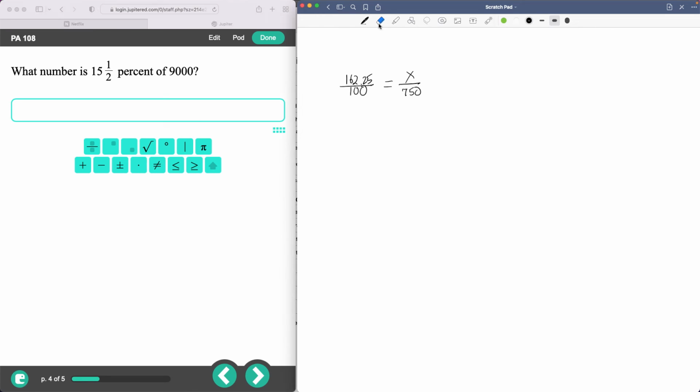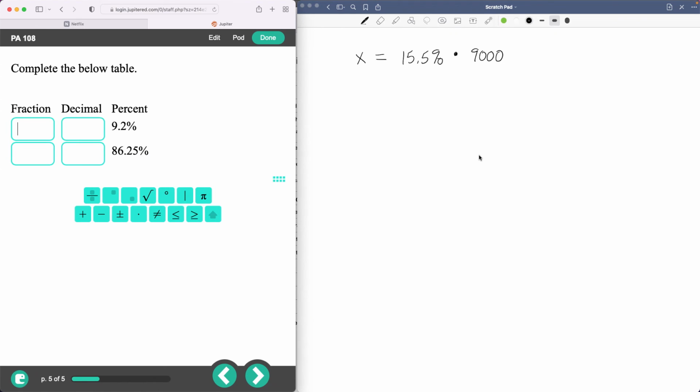Next problem. This one is very straightforward. What number, that's x, is equal to 15.5% of, that's multiplication, 9,000. Very straightforward. Solve that for x, type the number in here. All right. And then the last problem is just more of what we did on the very first table. And that's all we have for today's lesson.